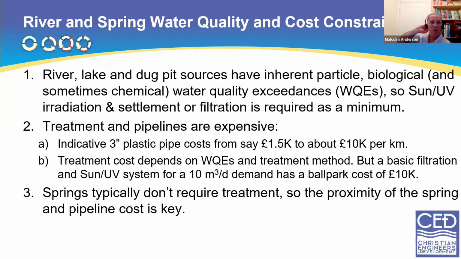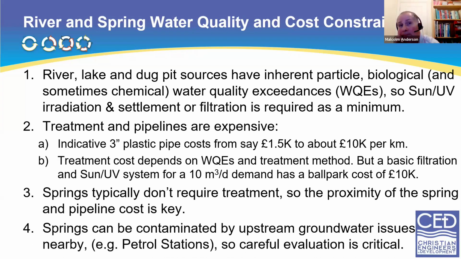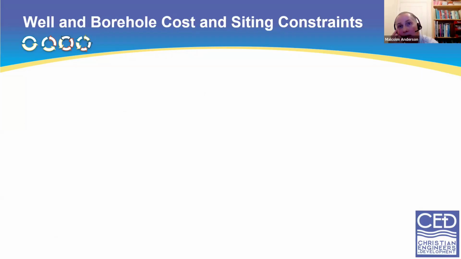The halfway house between boreholes and surface water is springs, because if they're covered, they don't typically require treatment. And so the proximity of the spring and pipeline to the supply demand is the key. But one thing to keep in mind for all of the well, borehole, and spring solutions is that they can be contaminated by upstream groundwater flow reaching the spring or borehole. And so contaminant locations like petrol stations are very important to be included in the DEST study.